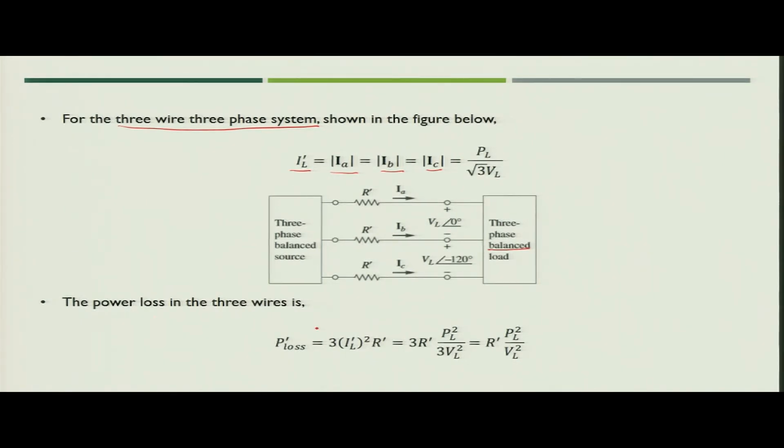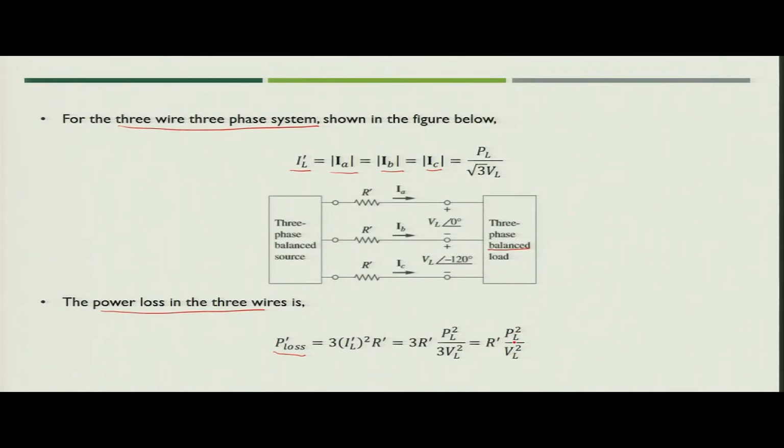In that case, the power loss in 3 wires, because for the 3 phase system we will have 3 wires, let us assume the resistance of each wire is R dash. So, the power loss in the 3 phase system will be 3 times the resistance of the wire R dash into IL dash square. Now, IL dash can be replaced by PL by root 3 VL.